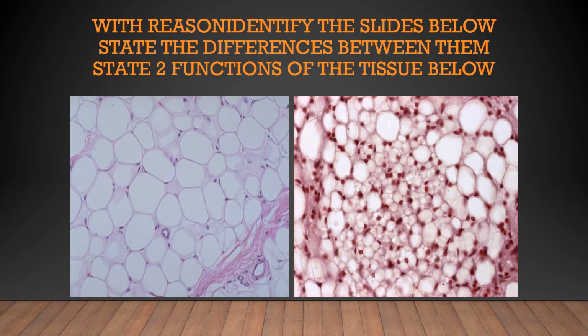The slide on the left is of brown adipose tissue, because the nuclei are round and centrally placed, but on this slide it's rather hard to tell. As for the differences, white adipose tissue is unilocular, brown adipose tissue is multilocular. White adipose tissue has a flat peripheral nucleus, and brown adipose tissue has a round central nucleus. Also, white adipose tissue has fewer mitochondria compared to brown adipose tissue.